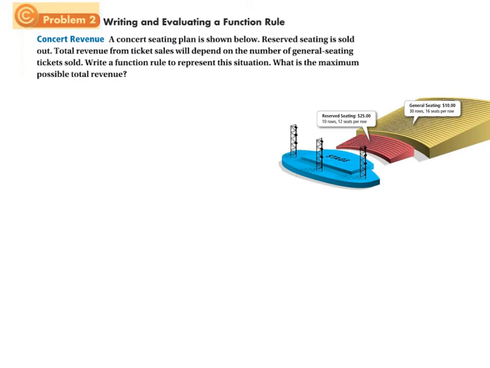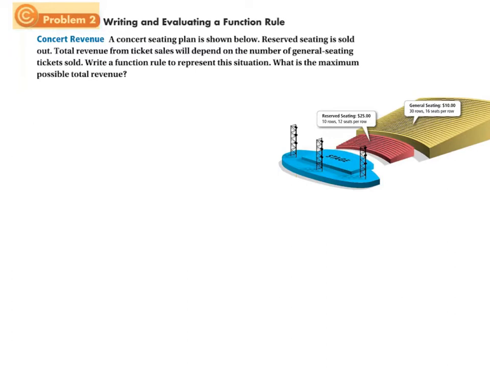Now, based on that last example and on this example, you can see that we're writing rules for real life situations. And the reason that we do that is because we have to decide what the equation is based on what's going on in real life.